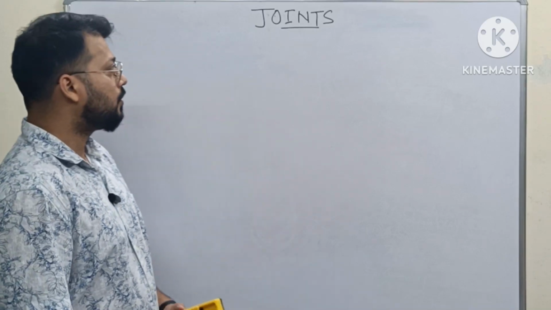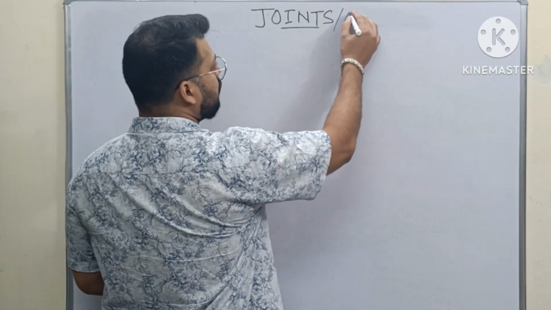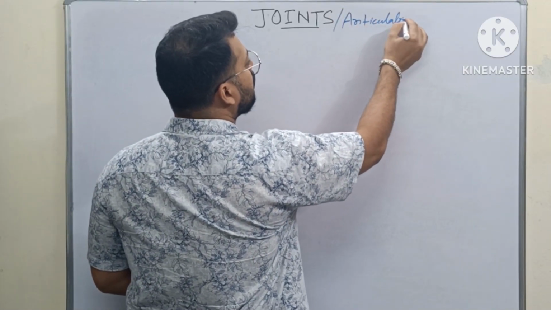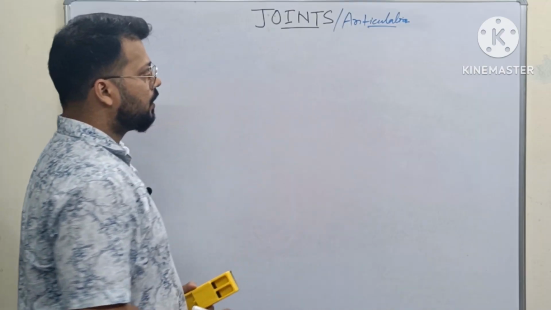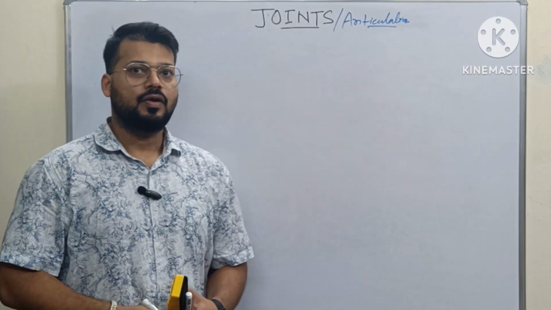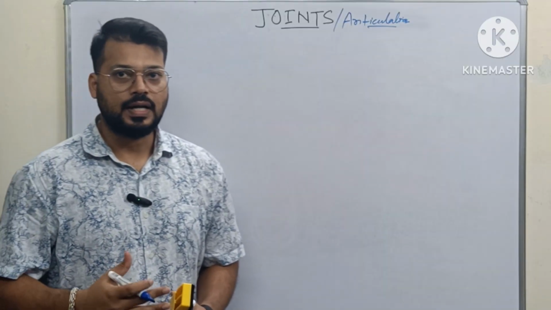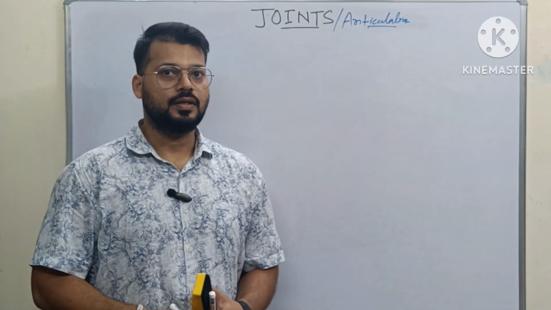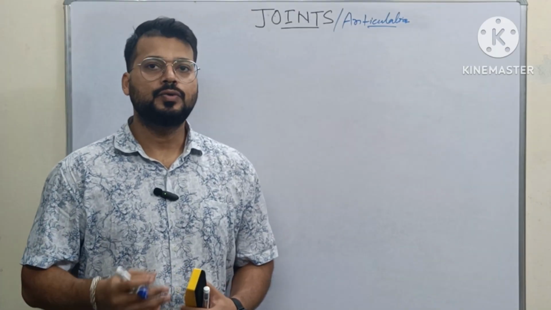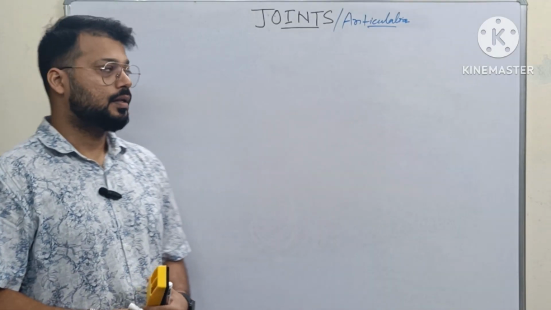So joints, or articulation. Joints or articulation is the region of the skeleton where two or more bones or cartilages meet and articulate. We can simply say that it is a junction between two or more bones or cartilages.